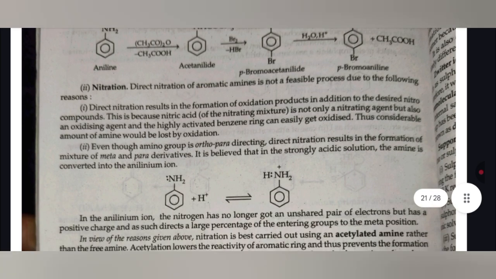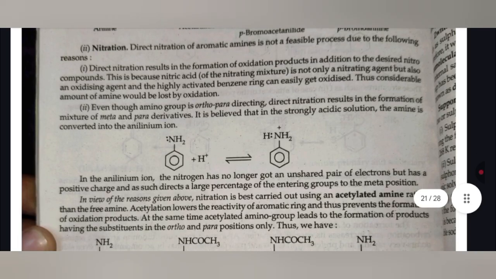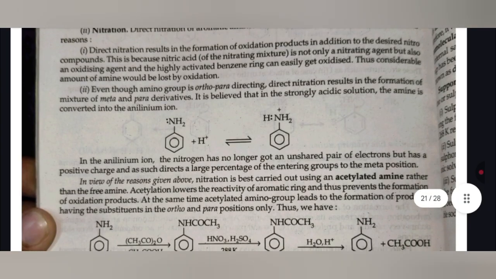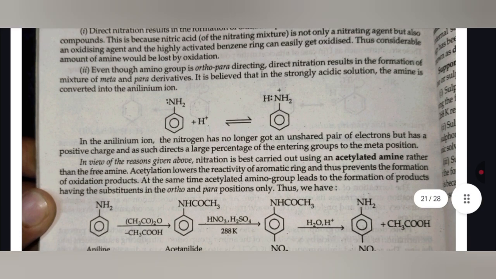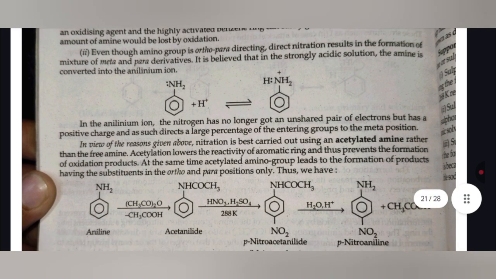Second is nitration. Direct nitration of aromatic amines is not feasible. It is so due to the following reasons. First, direct nitration results in the formation of oxidation products in addition to the desired nitro compound. This is because nitric acid is not only a nitrating agent but also an oxidizing agent, and the highly activated benzene ring can easily get oxidized. Thus, a considerable amount of amine would be lost by oxidation.